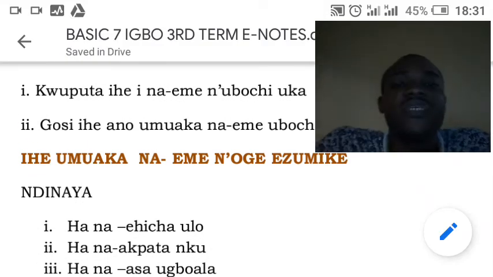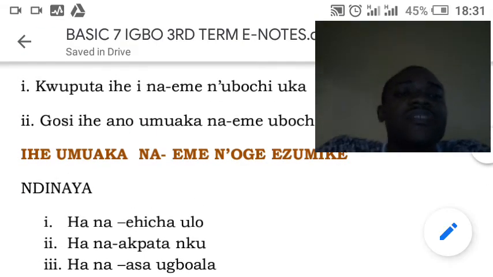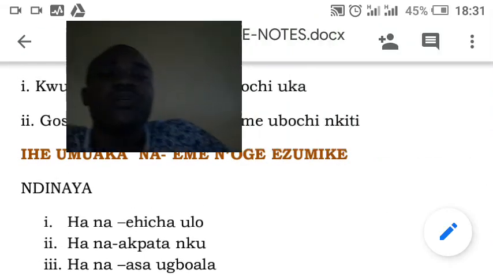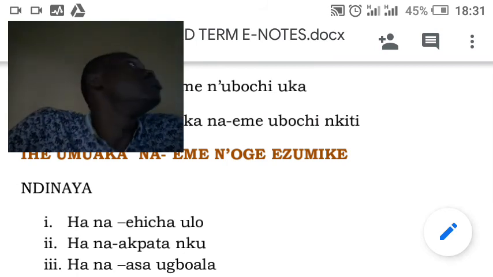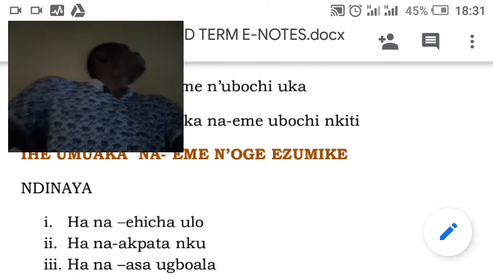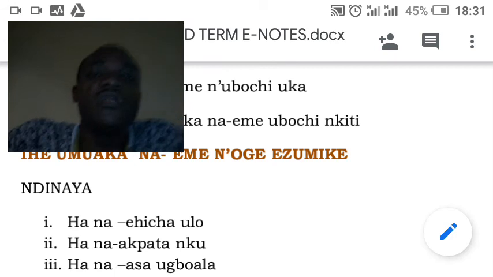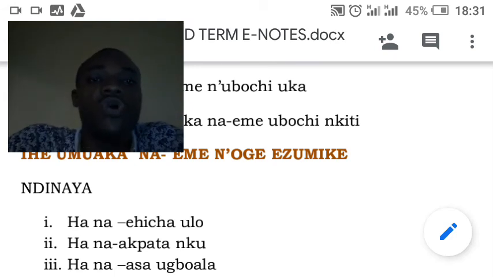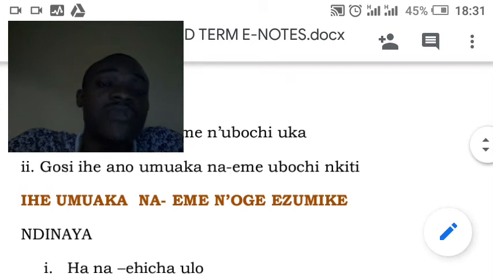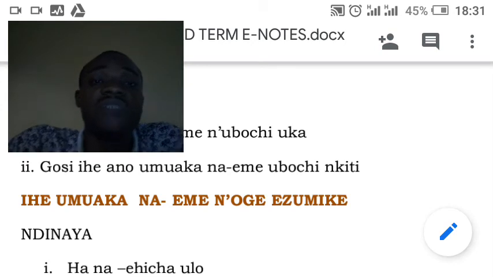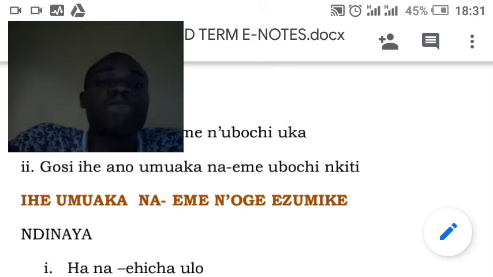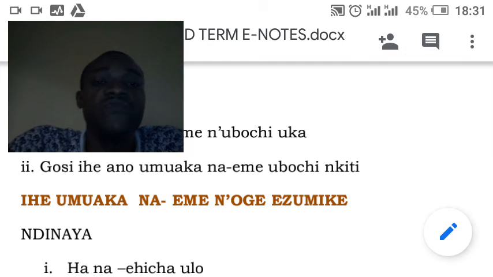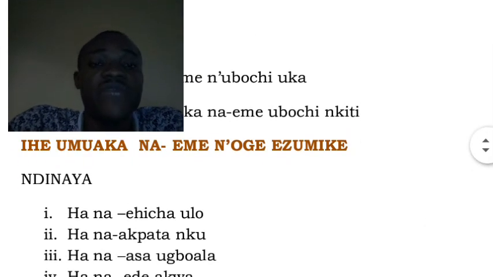Okay, this one is ihe ụmụaka na-eme n'oge ezumike. That is the things that the children can do during holiday. The thing that the children can do during holiday, just like now you are on emergency break because of COVID-19. So there are some certain things you should be doing for your parents. So these are some of them.